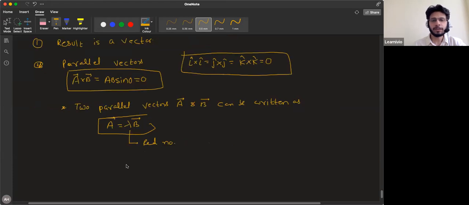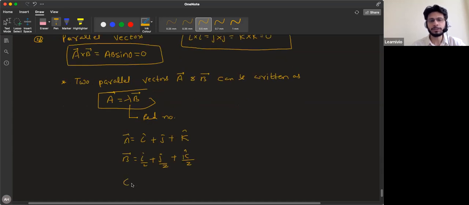So if I give you a vector A, which is I cap plus J cap plus K cap, and a vector B, which is I cap by 2 plus J cap by 2 plus K cap by 2, and I give you another vector C, which is I cap by 2 plus J cap by 2 minus K cap by 2, and I ask which of the vectors B and C is parallel to A, can you check?